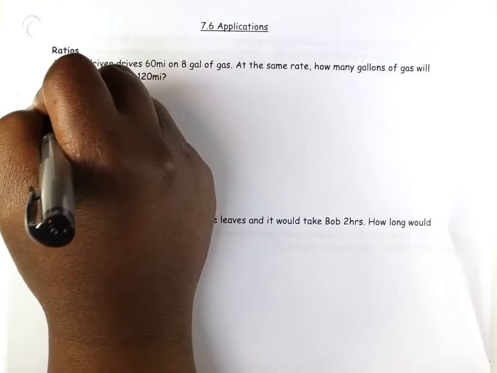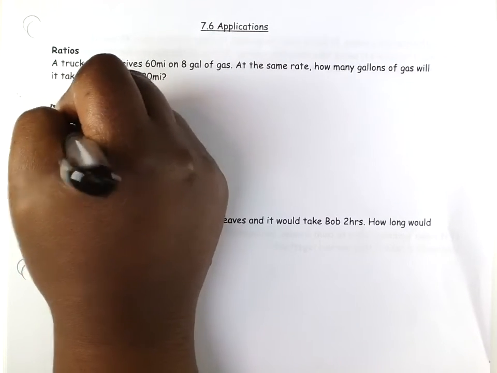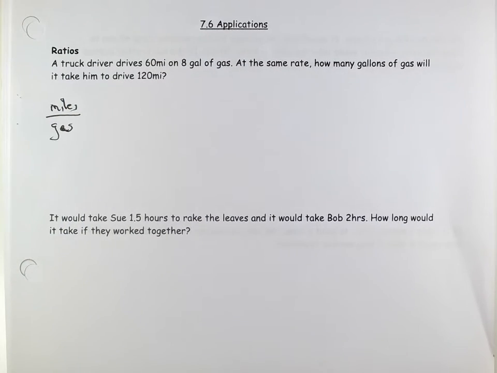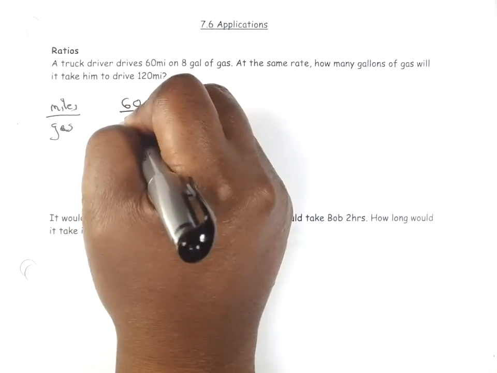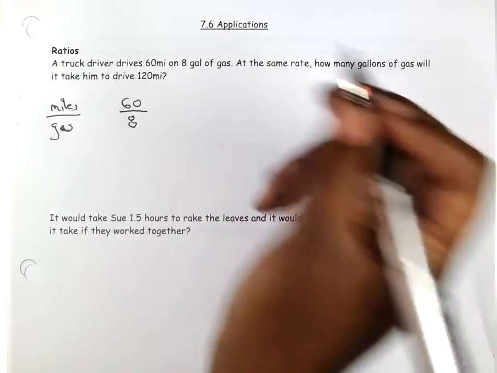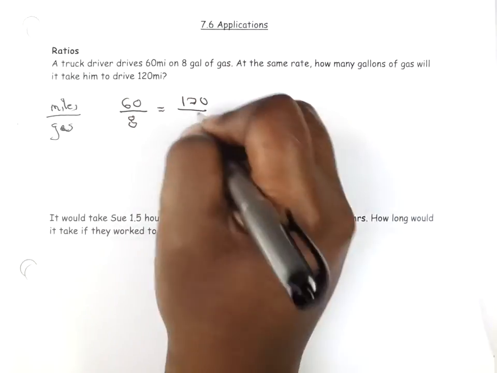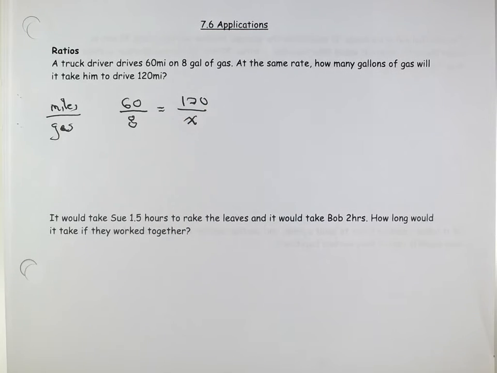So I'm going to do miles on top and gas on the bottom. And the reason that I make that label is so that I can make sure that I'm consistent when I start plugging stuff in. I want to make sure I keep miles on top and gas on the bottom. So 60 miles on 8 gallons of gas. 120 miles, we want to know how much gas that's going to be. So I have a proportion.